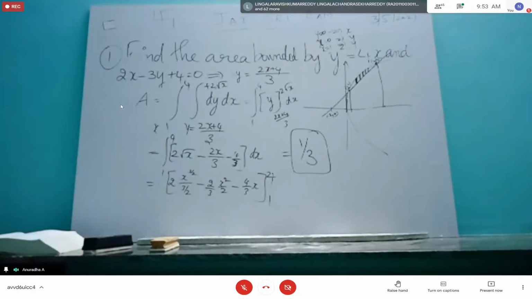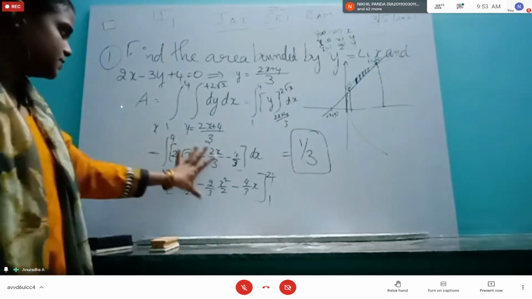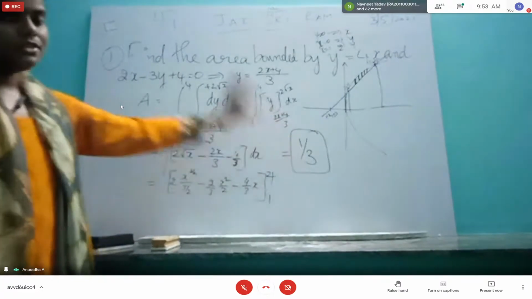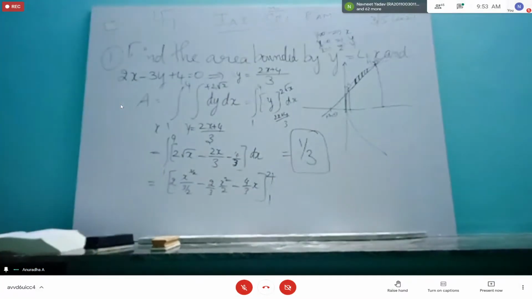See, we cannot memorize this. We cannot say that for a parabola and a straight line, 1 by 3 will always be the answer. It depends on the parabola, it depends on the straight line. But surely this format is important. So you have to write the limits correctly, you have to integrate, apply the limits correctly, then only you will get this answer. Please practice these questions.